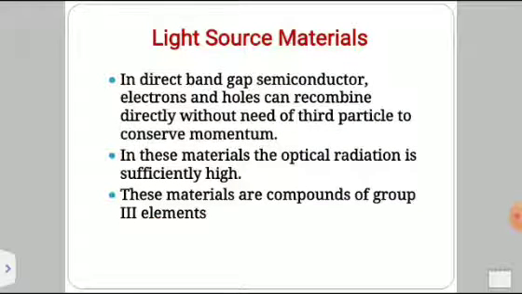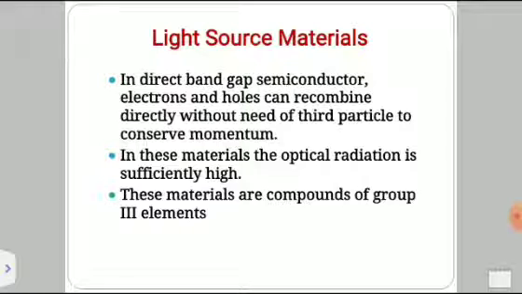In direct bandgap semiconductors, electrons and holes can recombine directly without the need of a third particle to conserve momentum. To reach that crystal momentum, we have to use direct bandgap semiconductors. In these materials, the optical radiation is sufficiently high. Here, optical radiation is the liberation of photons when electrons and holes recombine, and for that, the optical radiation must be sufficiently high, then only photons will be liberated.